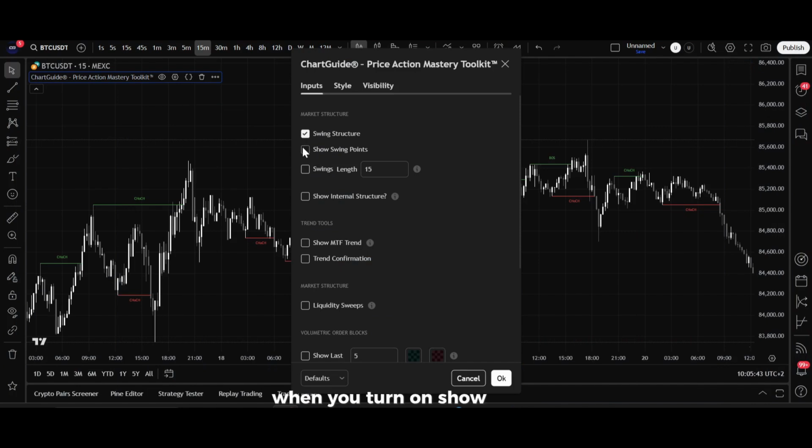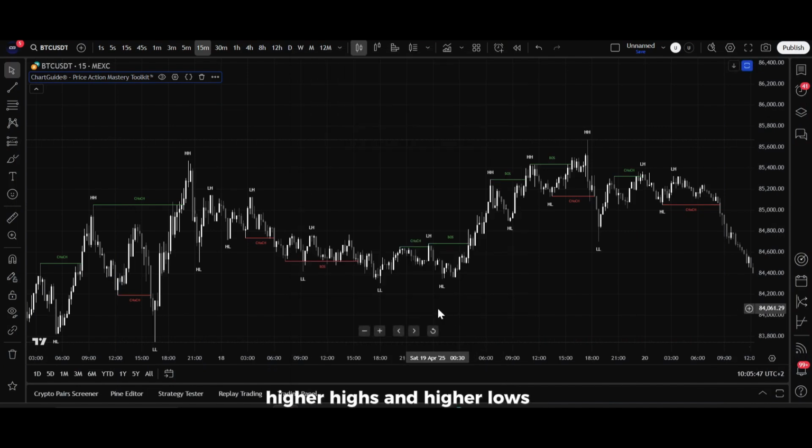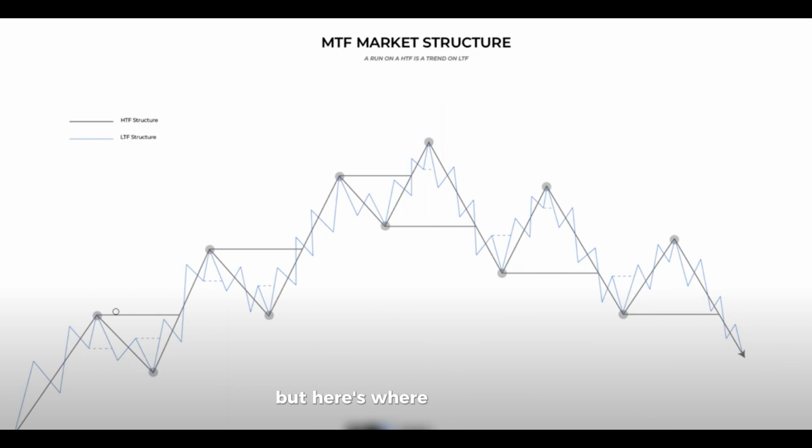When you turn on Show Swing Points in the settings, the toolkit will automatically label the higher highs and higher lows in an uptrend and lower lows and lower highs in a downtrend for you, so you don't have to draw them by hand. But here's where it gets more interesting.